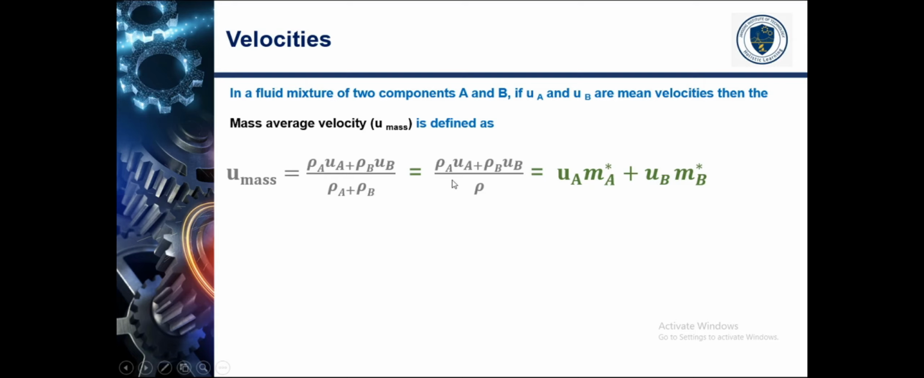Here, once again dividing the numerator and denominator, rho A by rho gives m star A.